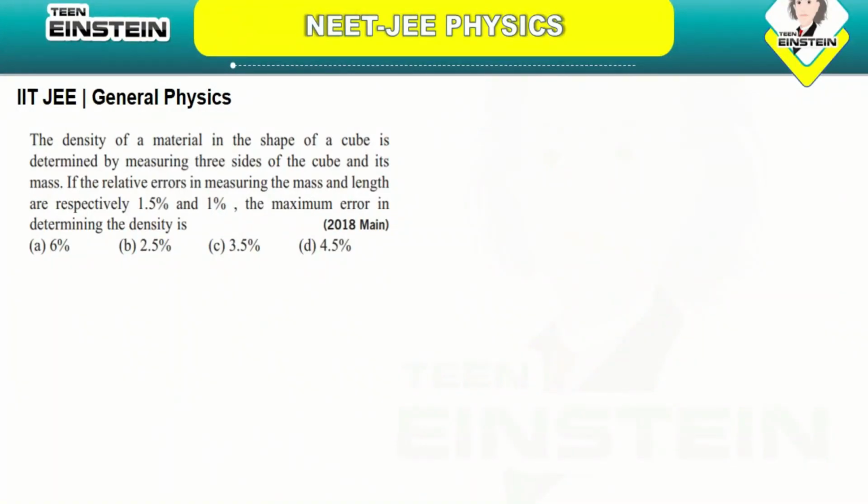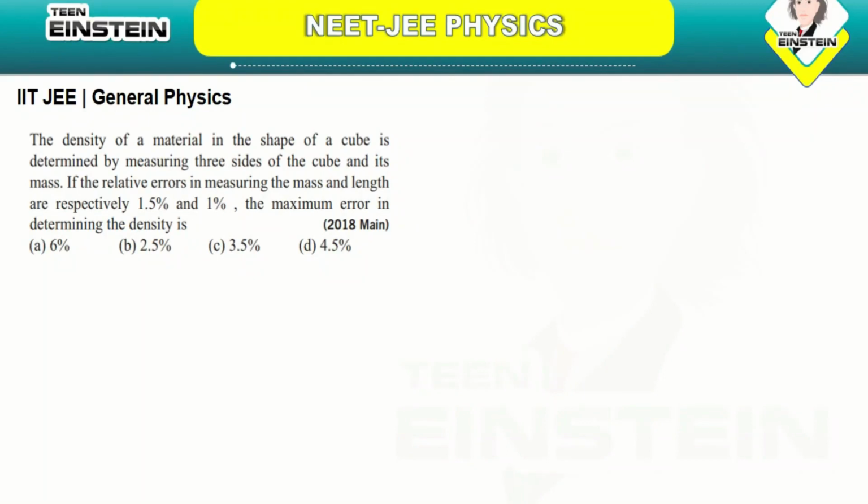The density of a material in the shape of a cube is determined by measuring 3 sides of the cube and its mass. If the relative errors in measuring the mass and length are respectively 1.5% and 1%, the maximum error in determining the density is. So here again they want us to find the maximum error in determining the density.